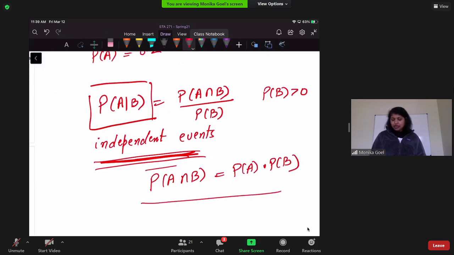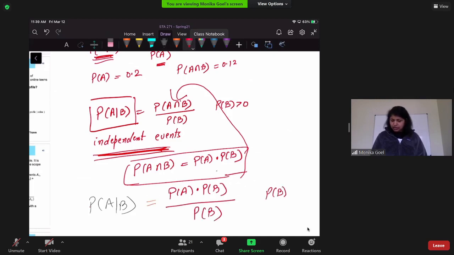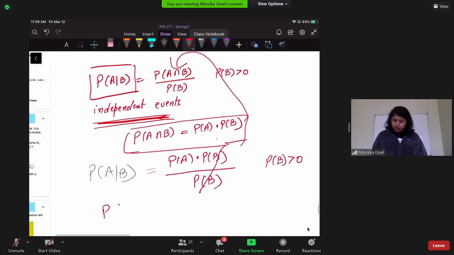So I know that intersection part. And let me just plug this part here. And what will I get? Probability of A given B is probability of A times B, and I'm replacing this with this, divided by the probability of B, given that B is greater than 0. So I can cancel it out. So probability of A given B is the probability of A itself.